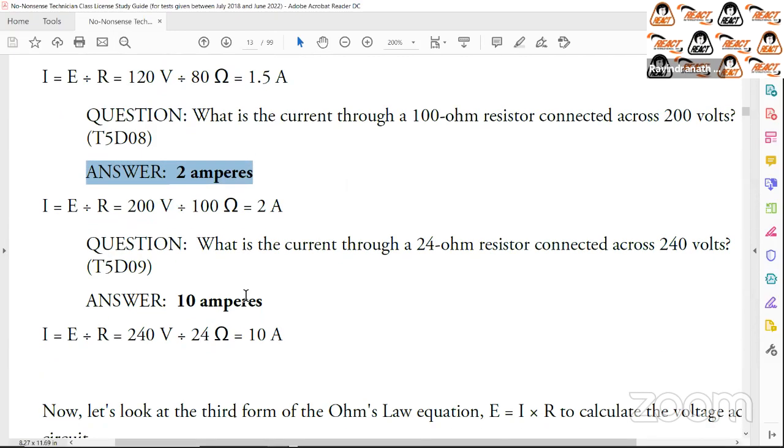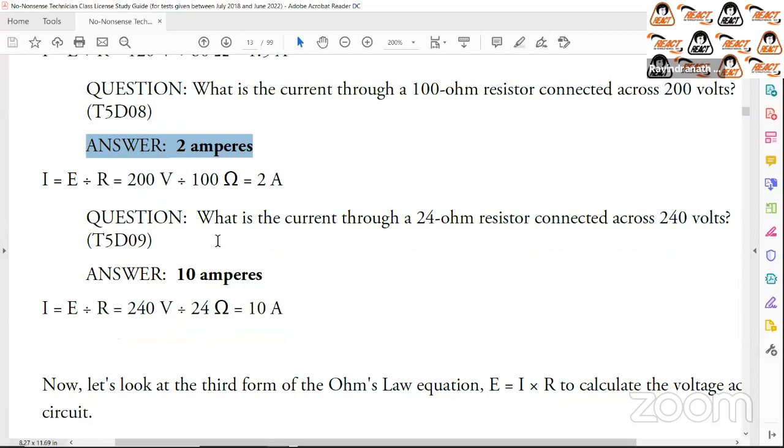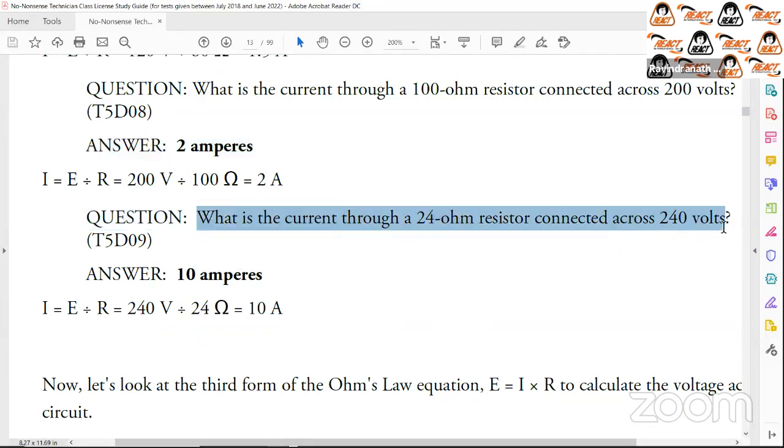Let's do one more. Now, these are real questions that you get in the exam. All right? So none of these questions would be a stranger to you once you study the question pool. When you go in that exam and you see those questions, you say, hey, look at that question there again. Nice.